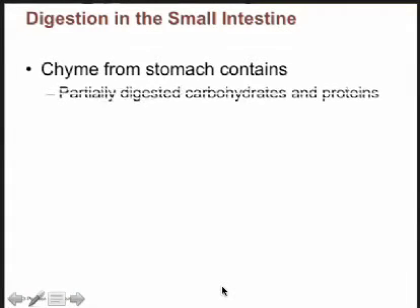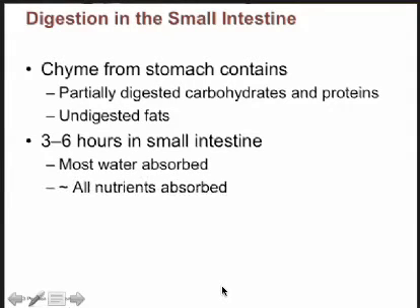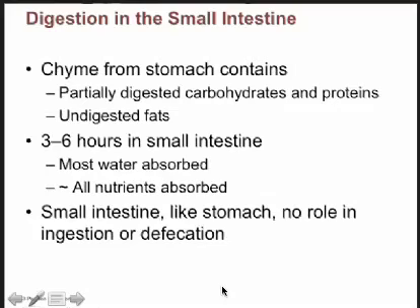Chyme from the stomach contains partially digested carbs and proteins and undigested fat. After about 3 to 6 hours in the small intestine, most of the water has been absorbed back into the bloodstream and about all the nutrients have been absorbed. All you're left with then are the waste products. The small intestine has no role in ingestion or defecation. Its only purpose is the absorption of nutrients, electrolytes, and water across the lining of the small intestine and into the blood.